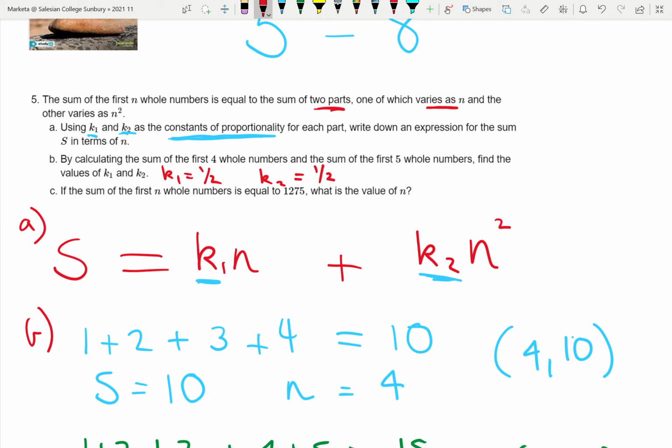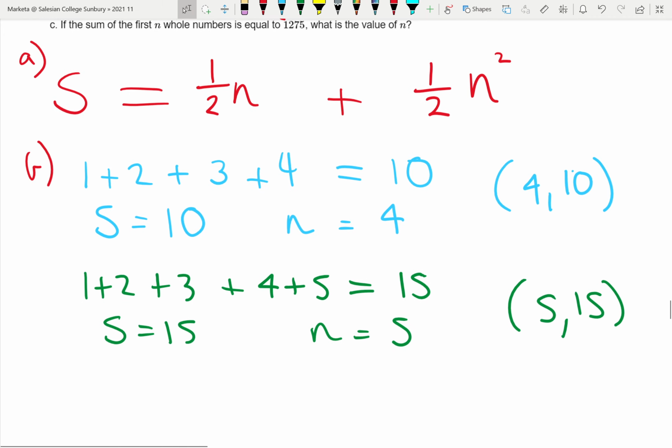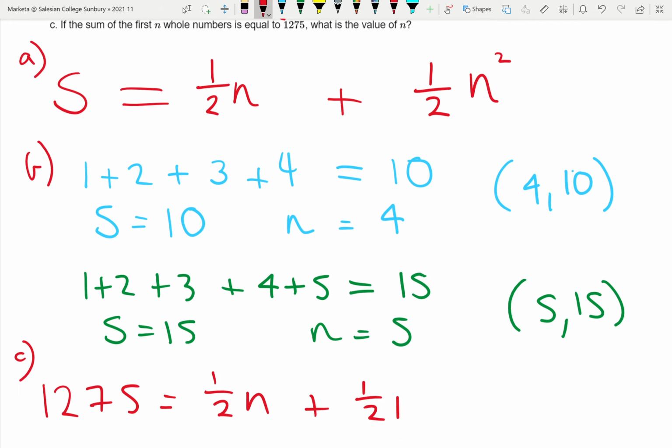So now we can say that our equation is represented by half. So the sum is going to be half n plus half n squared. And now, well, if the sum of the first n whole numbers is 1275, what's the value of n? So let's sub that in. Half n plus half n squared.